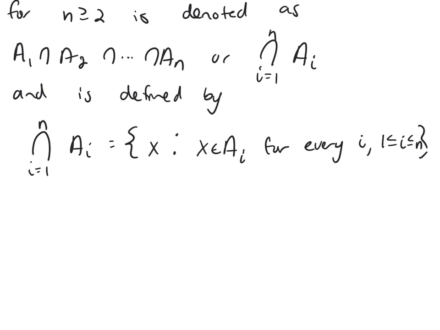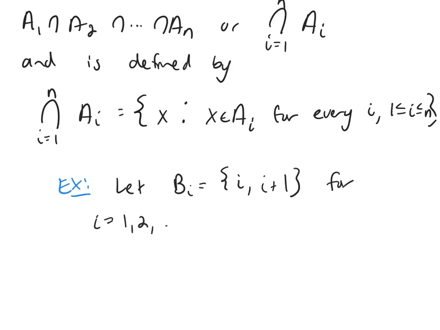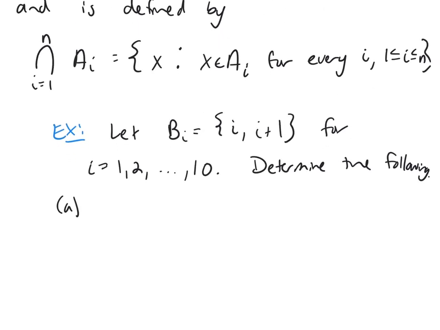So let's look at an example where we're computing these intersections. So let's say the set Bi, let's go with our previous example. It's {i, i plus 1} for i from 1 up through 10. And I want us to determine the following. So the first one will be the intersection from i equals 1 to 10 of Bi.